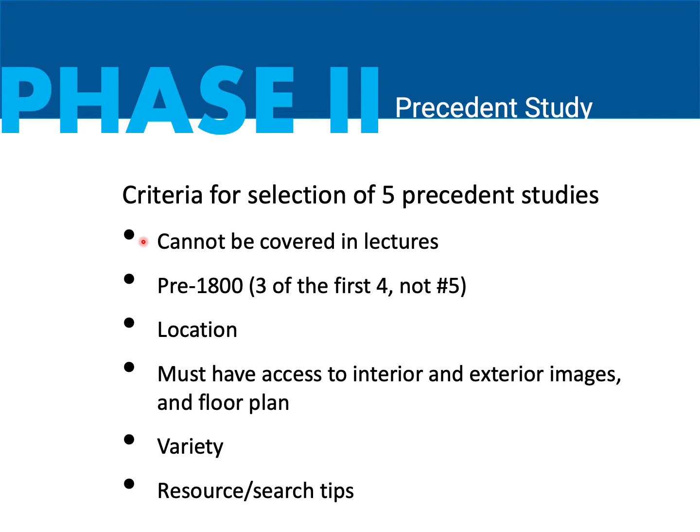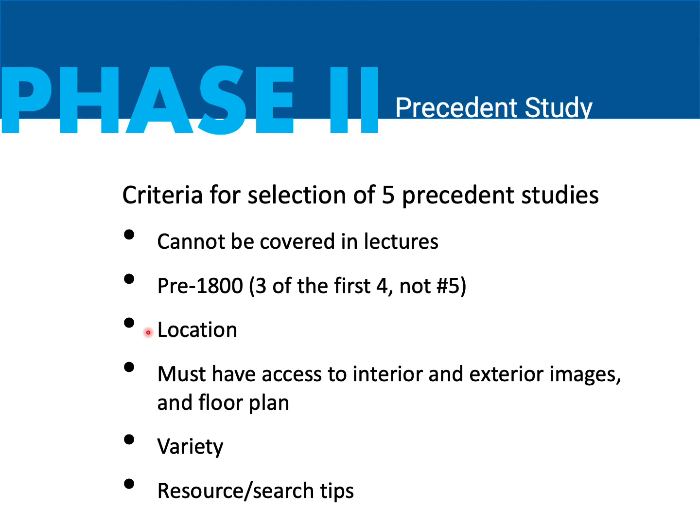All right? The next one is date. Now, when you look at the list of what you can choose from, I want you to make sure that 3 of the first 4 were built before 1800. Okay? 3 of the first 4 are built before 1800. That means 1 of the first 4, and it can be any one, can be anytime. They could be 1800, 1900, 2000, yesterday. Number 5 can also be any time period, all the way up to 2021. All right? Now, location.